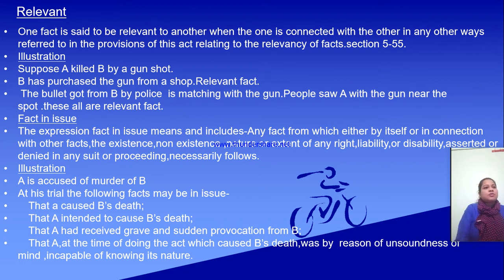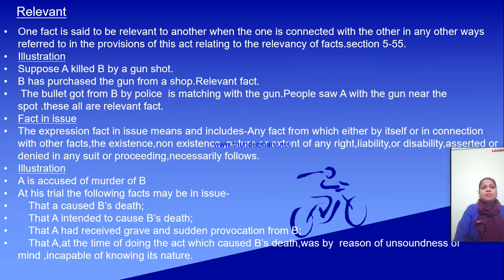The bullet got from B by the police is matching with the gun. Another relevant fact is what? The bullet the police got from the body of B is also matching with the gun. So that is also a relevant fact. People saw A with the gun near the spot. That is also a relevant fact. So these all are relevant facts connected to the death of the person B.